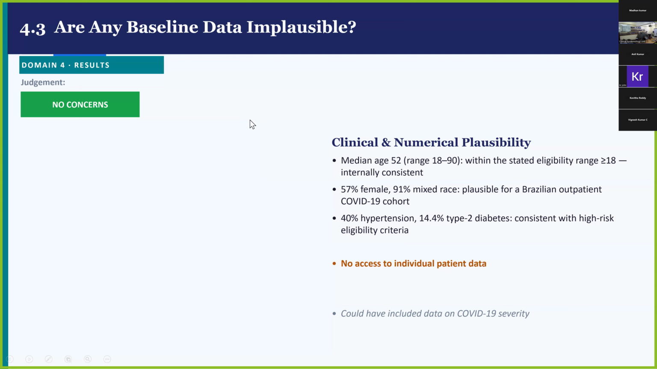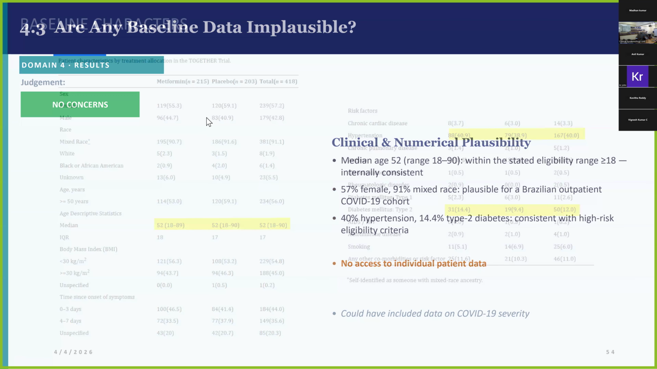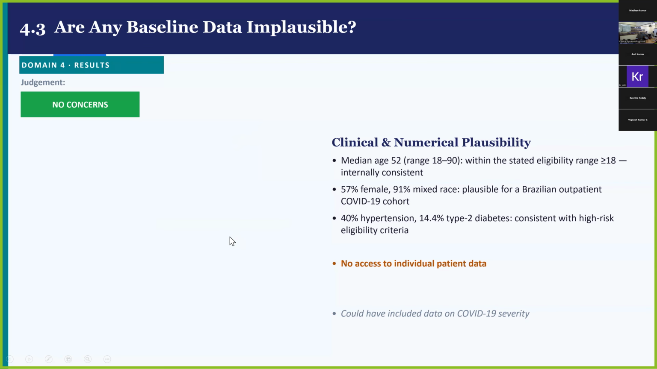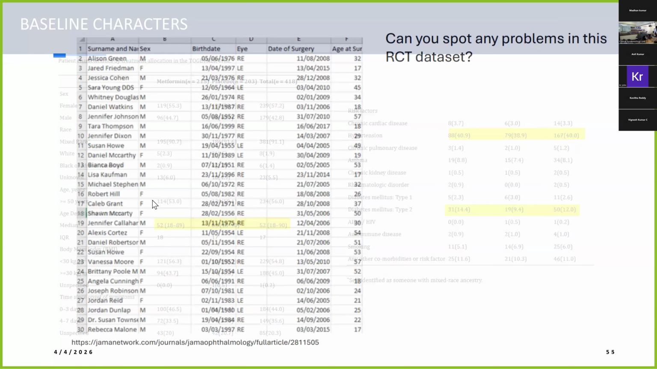And is any baseline data implausible? Here again, we have given no concerns considering the baseline characteristics that we had seen previously in the study and applying all the inclusion and exclusion criteria to our study. We could not access any individual patient data or the data set of the study to assess for any other problems with regards to the baseline data.